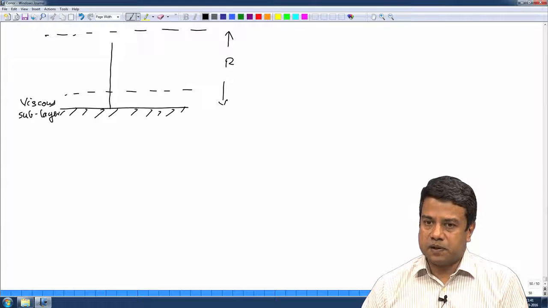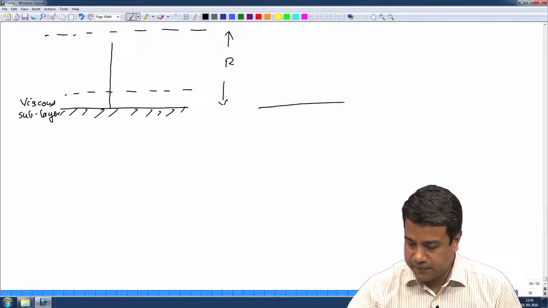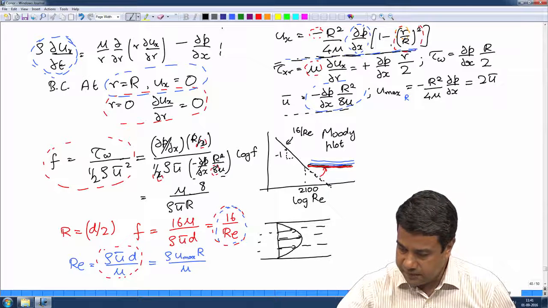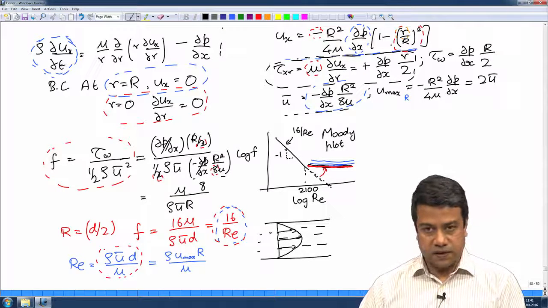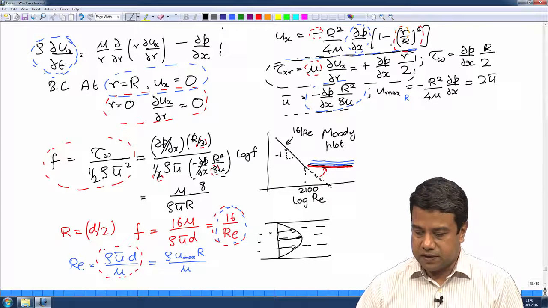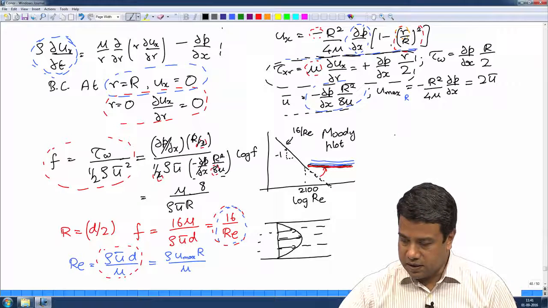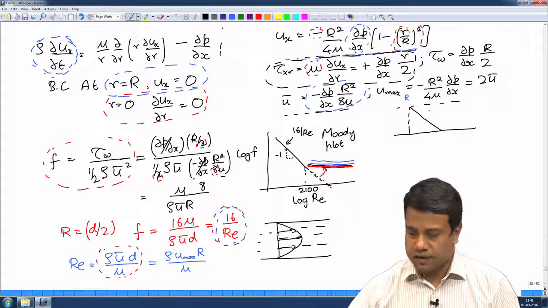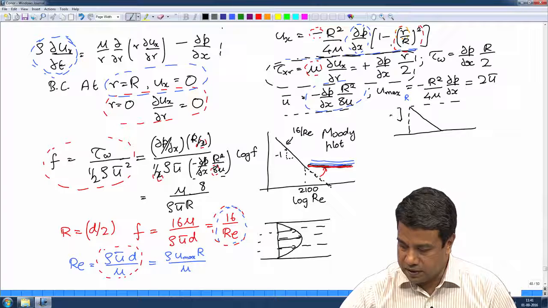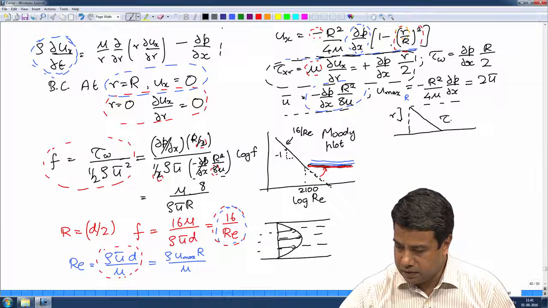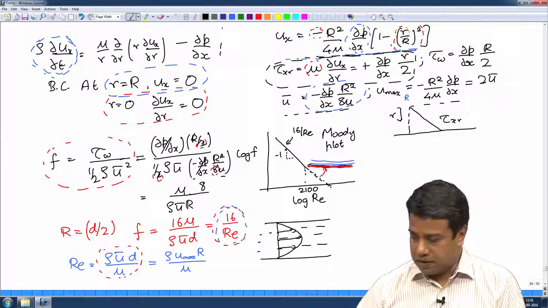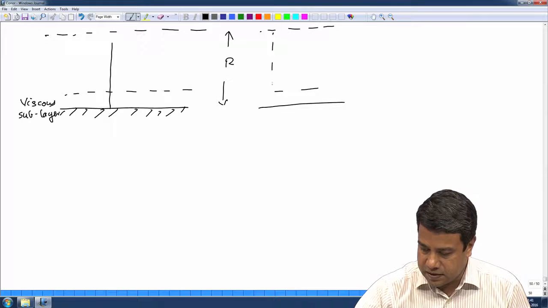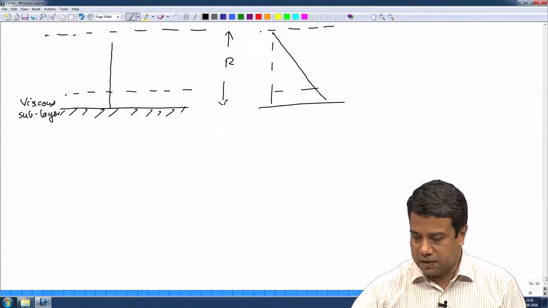Now, if I were to plot the shear stress across the pipe, we had an expression for the shear stress here. It is a linear function. At r equal to 0, the shear stress is equal to 0, and as r increases, the shear stress increases. So, the shear stress increases linearly as a function of the radius r. If I plot this shear stress tau rx as a function of r, it increases linearly.